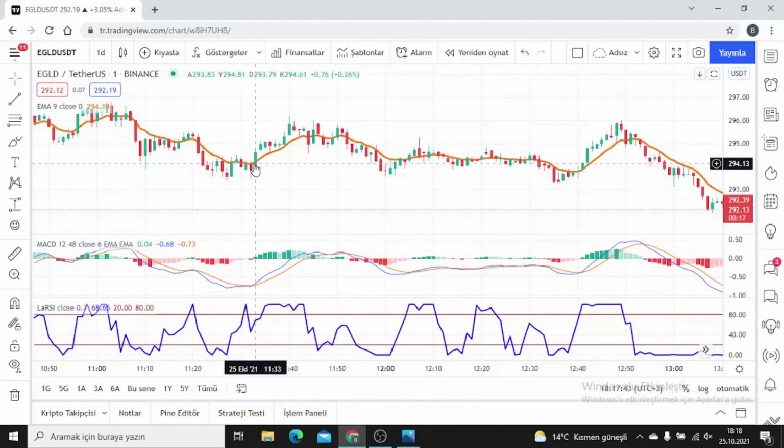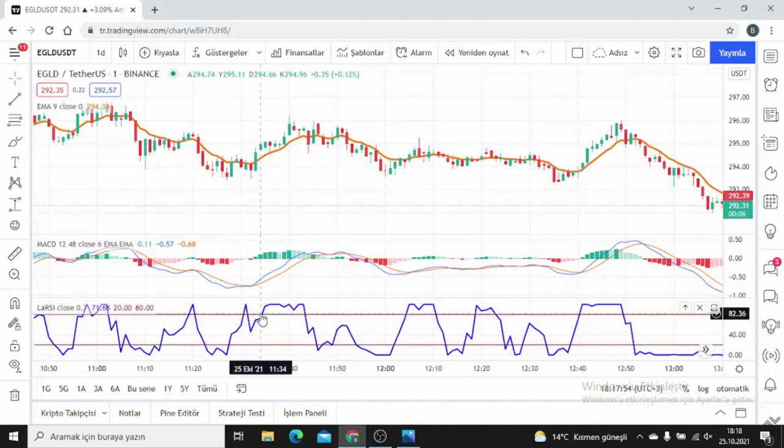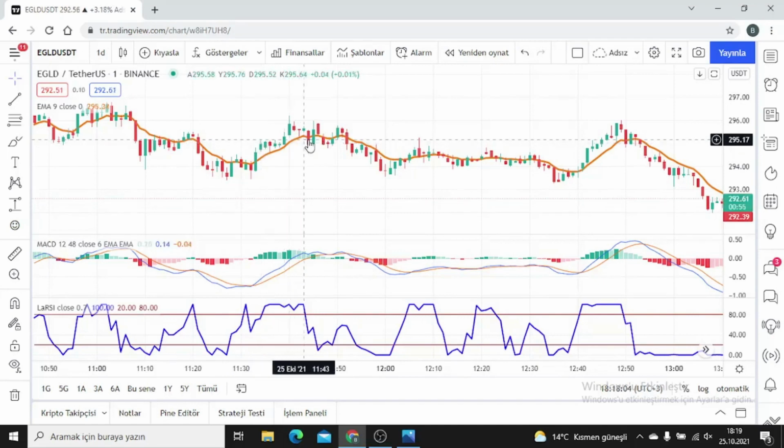MACD also intersects here and produces a buy signal. And it gives us a full sell signal here. It makes us sell the transaction, friends, exactly where it intersects. So where it gives us a buy signal is above that candle, where it gives a sell signal is at the bottom of the red candle. Here, too, they give us a profit rate of 0.50, friends.